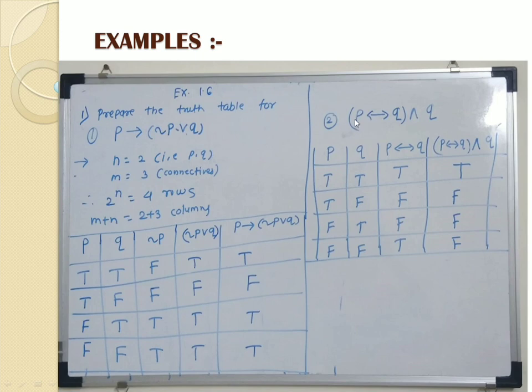Second example, (P double implies Q) conjunction Q. Again write P and Q, the values of P and Q remain the same: T T, F F, T F, T F. Again P double implies Q. We know the property of double implication: if both values are the same, then write T, T, otherwise F, F. Now the whole statement pattern, (P double implies Q) conjunction Q. Again use the property of conjunction. Where both the statements are true, write T, otherwise F, F, F.